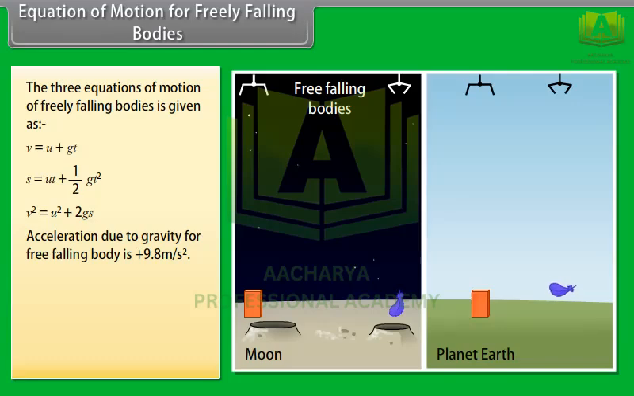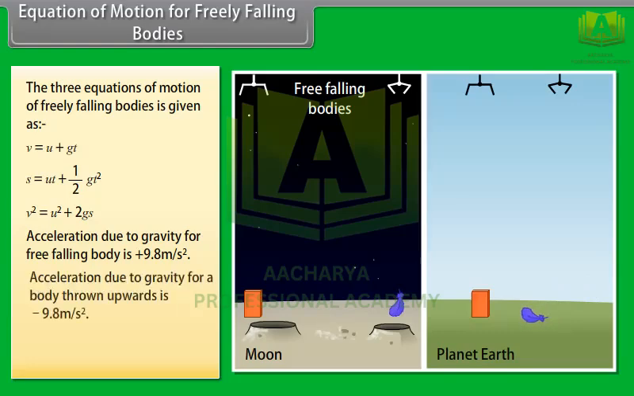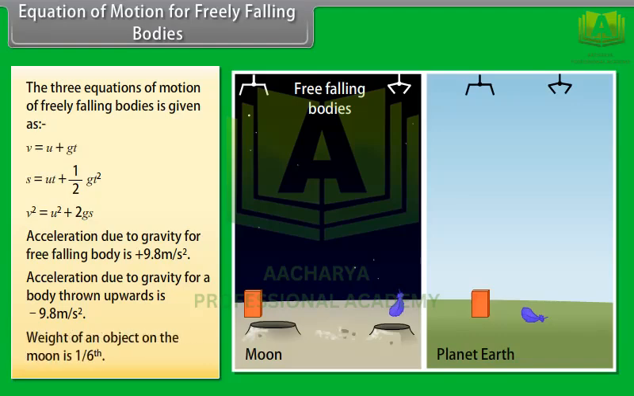Acceleration due to gravity for a free-falling body is plus 9.8 meters per second square. Acceleration due to gravity for a body thrown upwards is minus 9.8 meters per second square. Weight of an object on the moon is 1/6th.